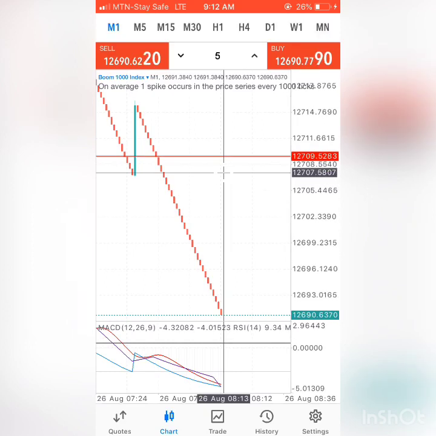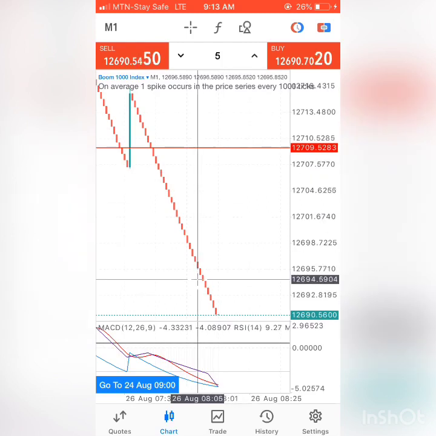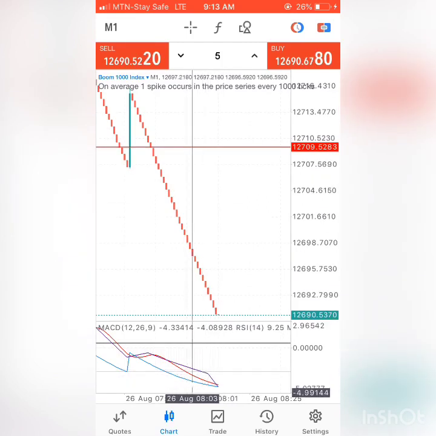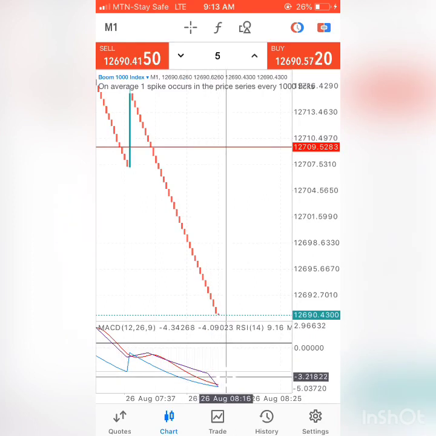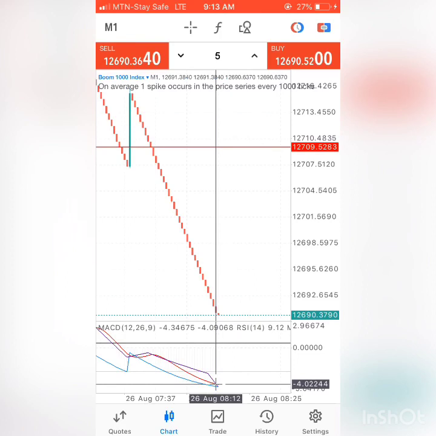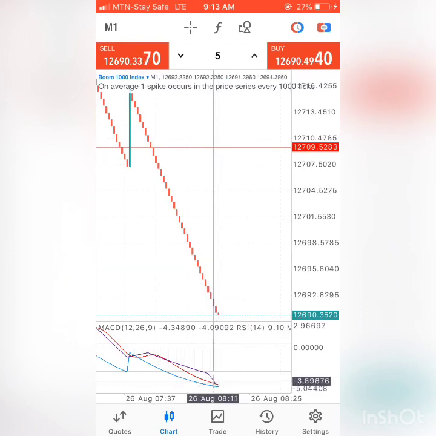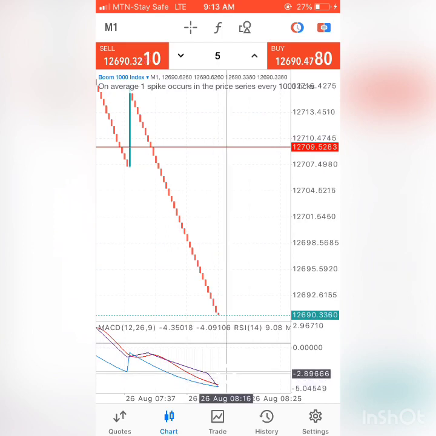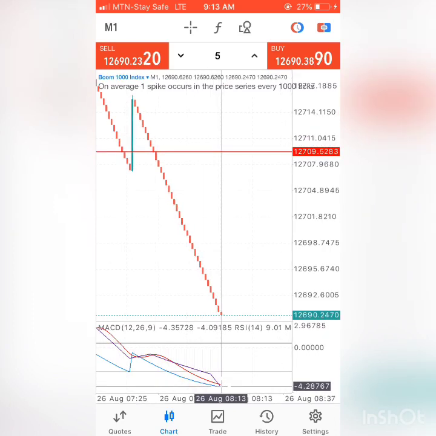Confirm that this is not a downtrend if you want to catch a spike on the Boom 1000. Then, when you go to the lower time frame, check that the indicators are below this level, and look for confirmation of the red line crossing the blue line and also crossing the purple line. You also have to wait for all these lines to come down to this level.